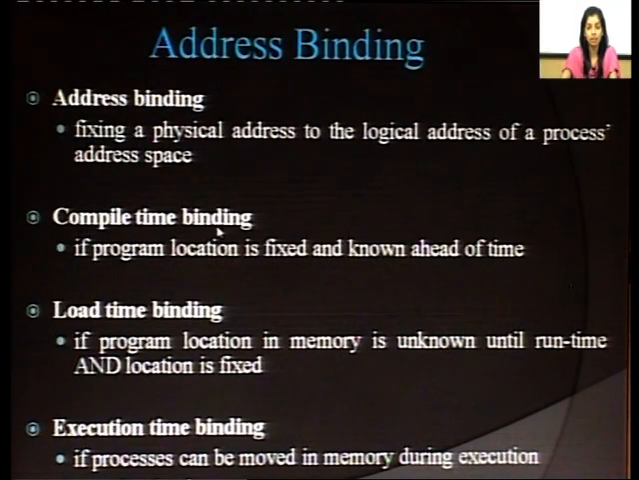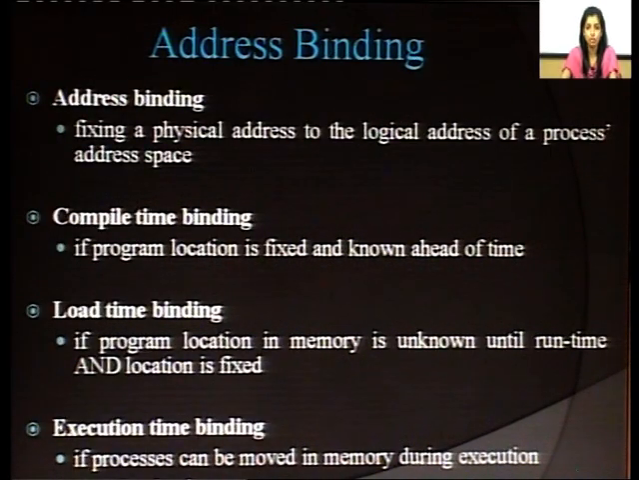Compile time binding means that when we are compiling a program, the program links its values to memory. If the program location is fixed and known ahead of time, that means before execution we know the exact position of the program in memory. We know exactly how many bytes it is going to occupy in memory. Second is load time binding. That means the binding is delayed until load time.